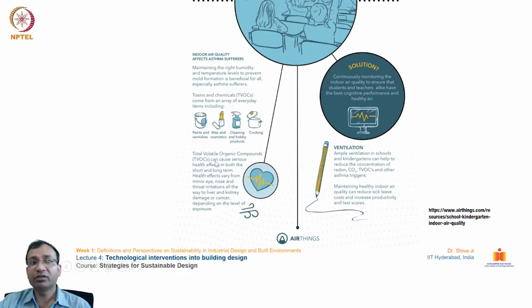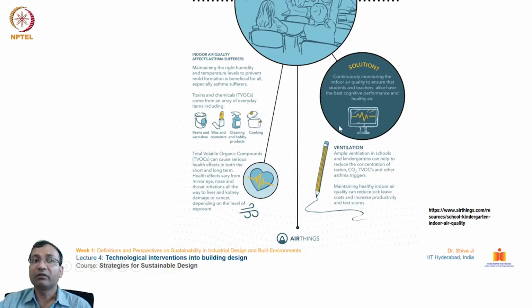So total TVOCs, volatile organic compounds, can cause serious health effects in both the short and long term. Health effects vary from minor eye, nose and throat irritation all the way to liver and kidney damage or cancer, depending upon the level of exposure. So see the extent of it, from smaller doses to higher doses, and persistent exposure over a long period of time can cause severe health issues.